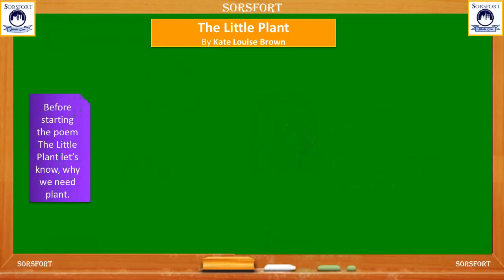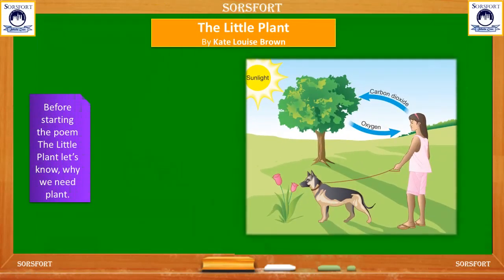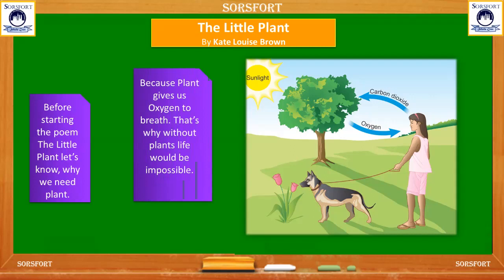Now before starting the poem, The Little Plant, let's know why we need plants. Here is a picture. We can see here, we take oxygen from plants. When we are breathing, we take oxygen, and that oxygen is coming from a plant. And we release carbon dioxide. And plants take this carbon dioxide to make their own food. Because plants give us oxygen to breathe, without plants, life would be impossible.